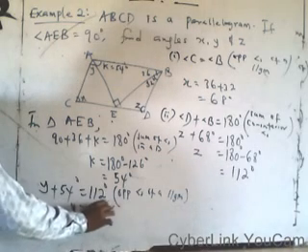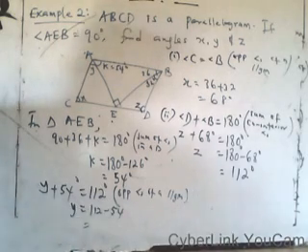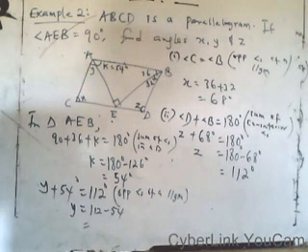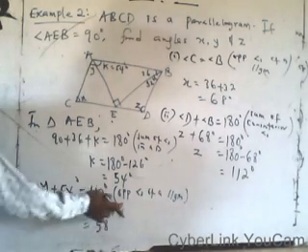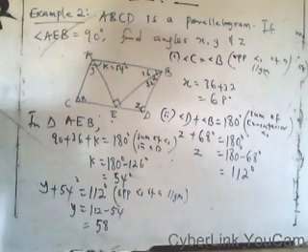So what is now Y? Y is 112 minus 54. And what is 112 minus 54? That is 58. Check: add the 58 and 54 together to get 112.